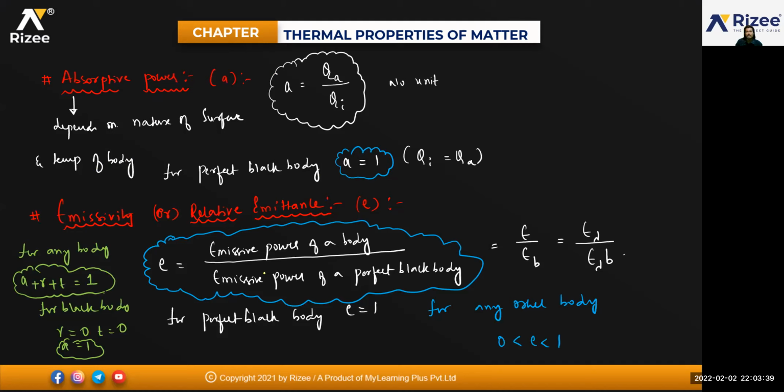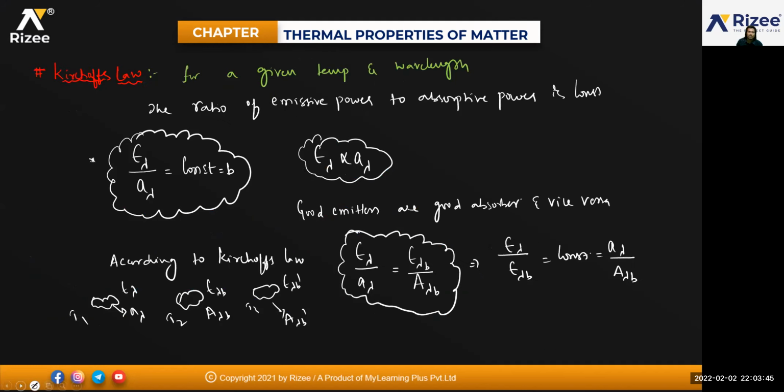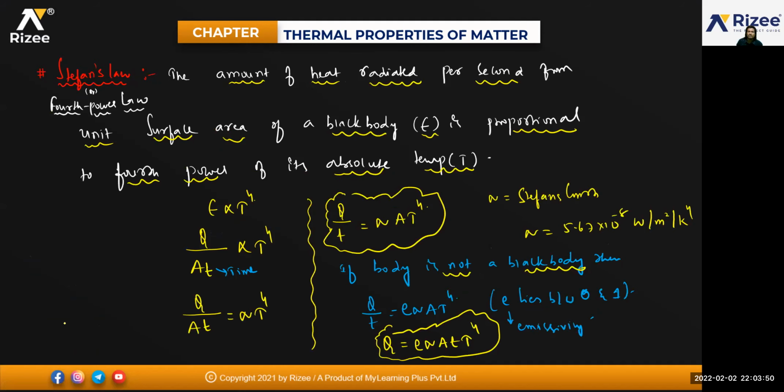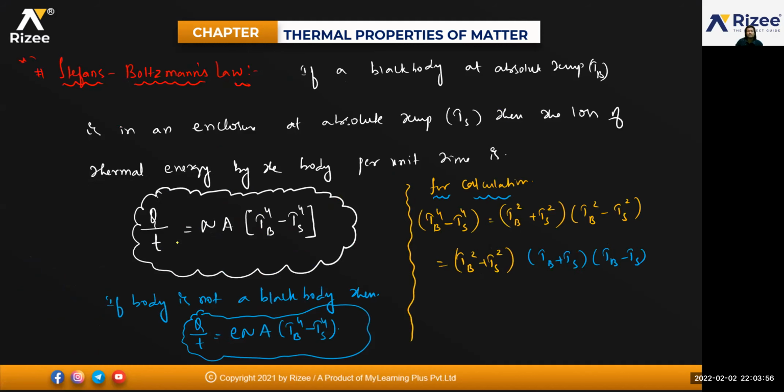What do you mean by emissivity? Emissivity is the ratio of emissive power of a body divided by emissive power of a perfectly black body. The next one is Kirchhoff's law. This formula you need to remember. This graph is also very important. And Stefan's law formula, Q is equal to e sigma A T to the power of 4. Boltzmann's formula, dQ by dt is equal to sigma into A, temperature of the body to the power of 4 minus temperature of the surrounding to the power of 4. So this formula you can remember for doing the numericals.